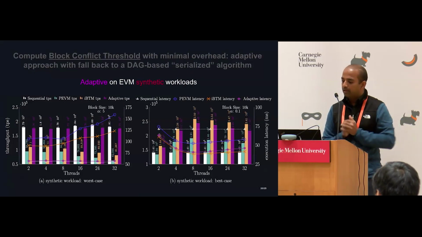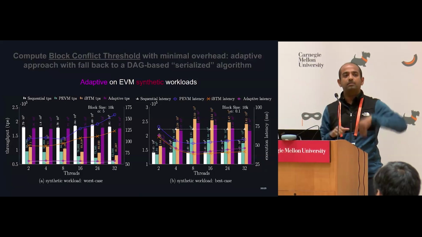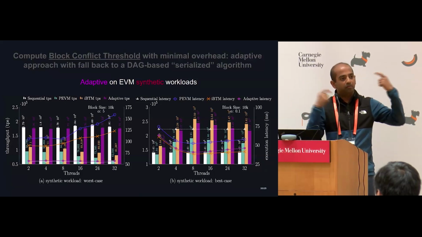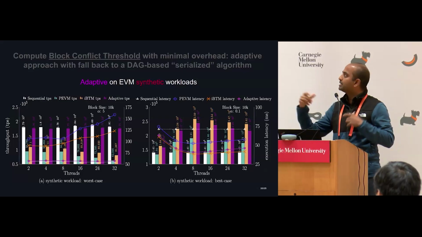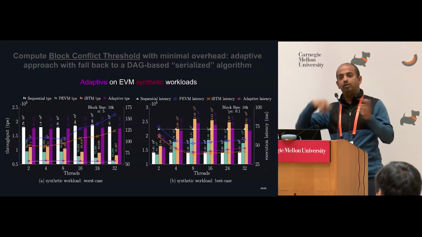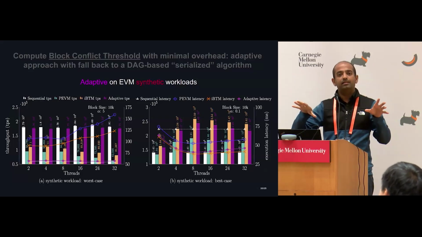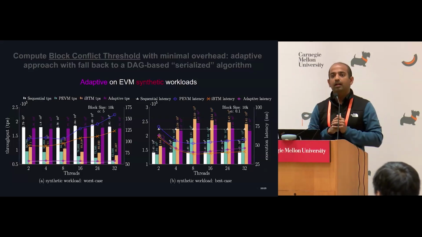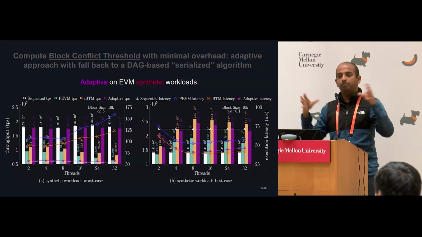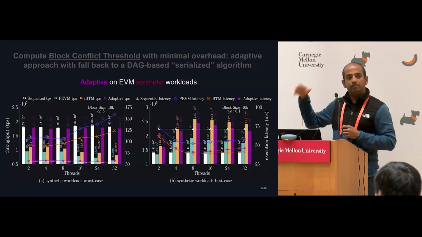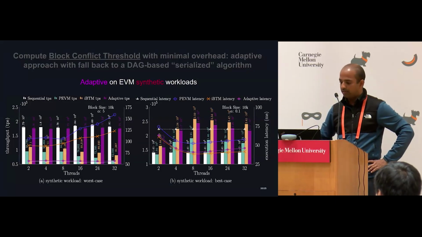The other aspect of our algorithm is the fact that it's actually an adaptive algorithm. The fact that we are able to pre-compute this conflict threshold allows us to dynamically choose between our family of algorithms, including one class of algorithms, which is a DAG-based, largely serialized algorithm catering to high conflict workloads. And here what you see is that even by having to pre-compute this conflict threshold, it does not impose a significantly high overhead over the nature of your parallel execution algorithm.